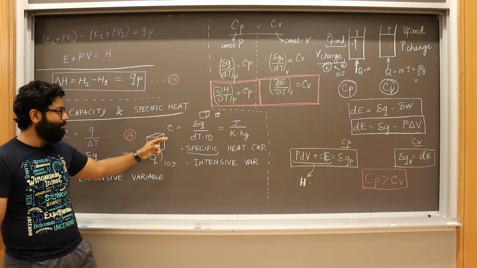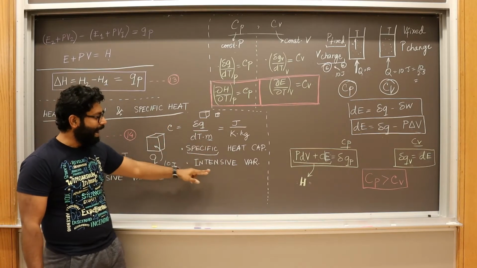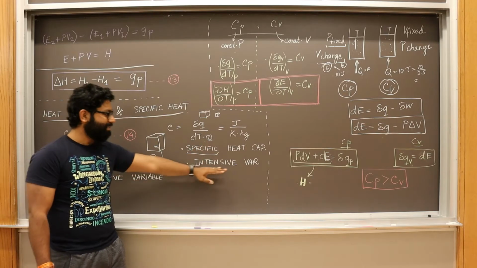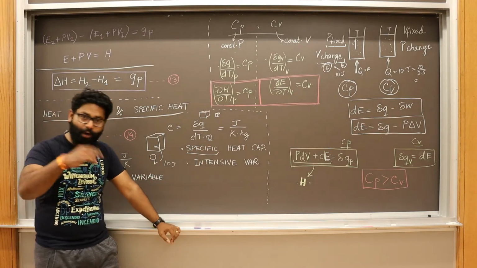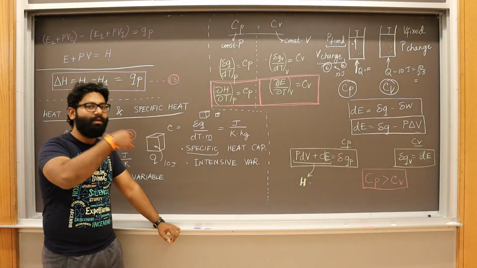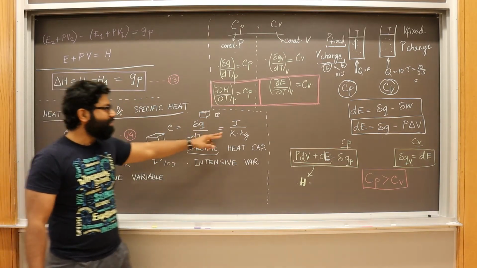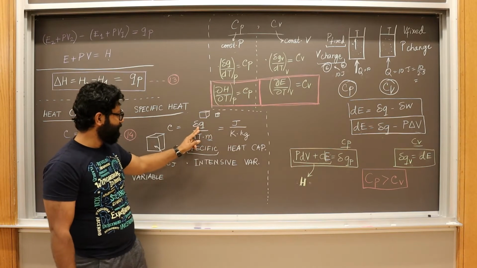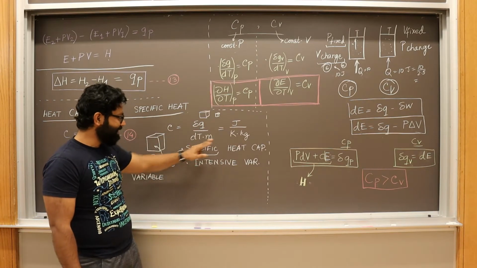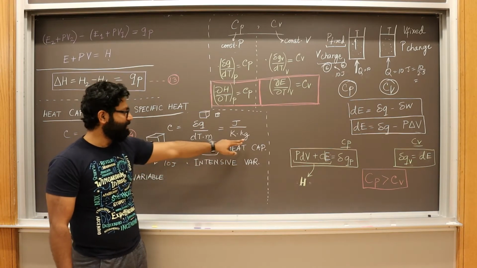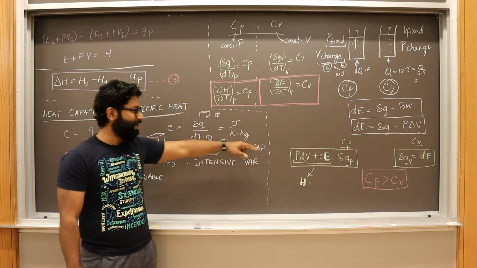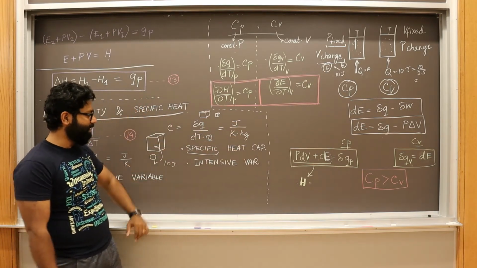Because it is normalized by the mass, specific heat capacity has now become an intensive variable, which will not depend upon the mass of the whole thing. The units have changed, because dQ is joule, dT is Kelvin, and mass is kg. So this has now become joule per Kelvin per kilogram. So that is the specific heat capacity.